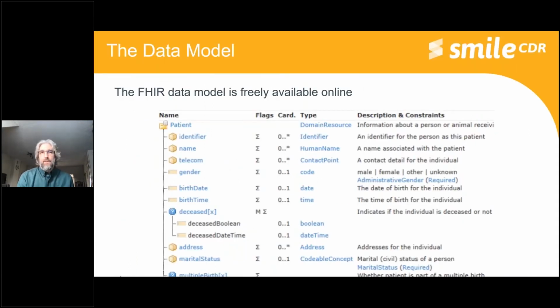This is what you'll see if you Google search FHIR patient. It just gives you a sense of what the model actually looks like. There's cardinalities and types. And next.